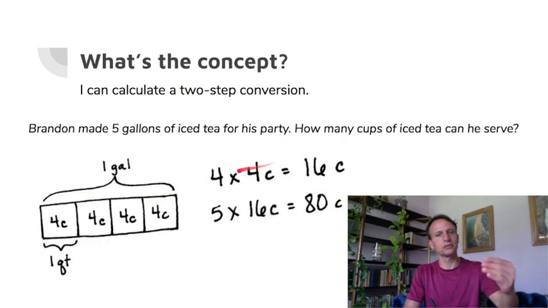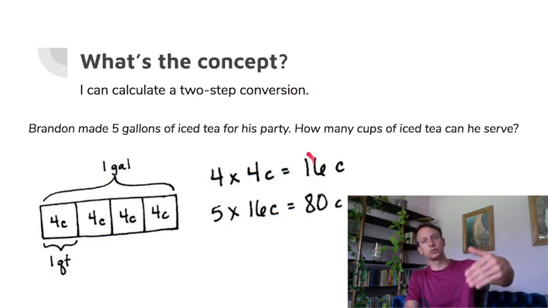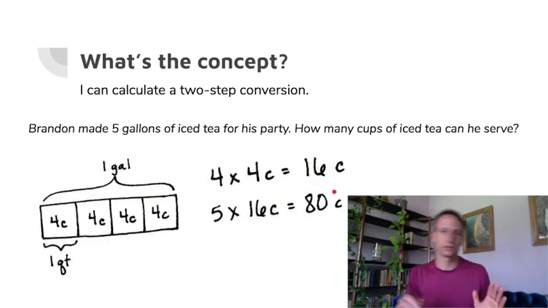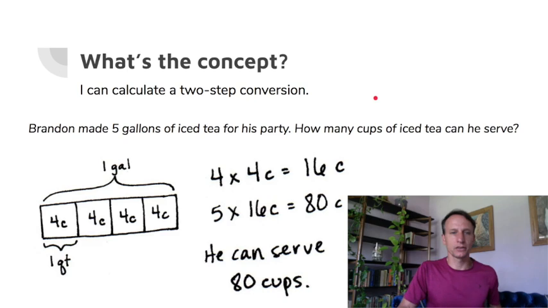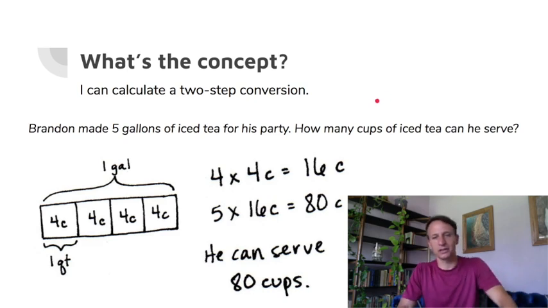But we have 5 gallons. So 5 times 16 cups is 80 cups. This is why it's called a two-step conversion. We're going to do the 1, 2. Brandon, party monster, can serve 80 cups.